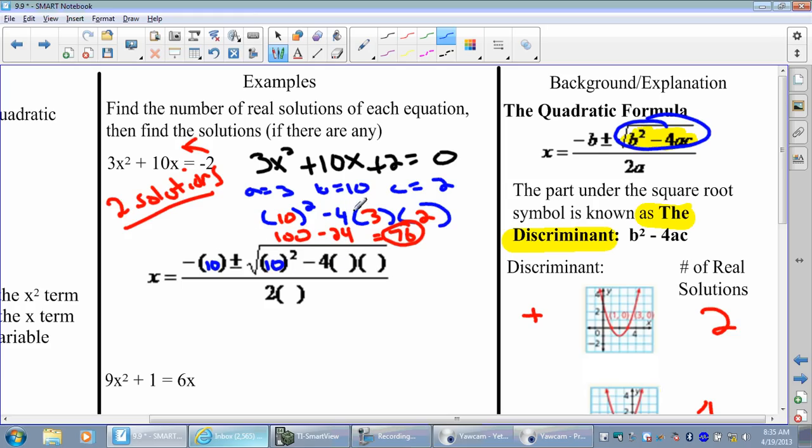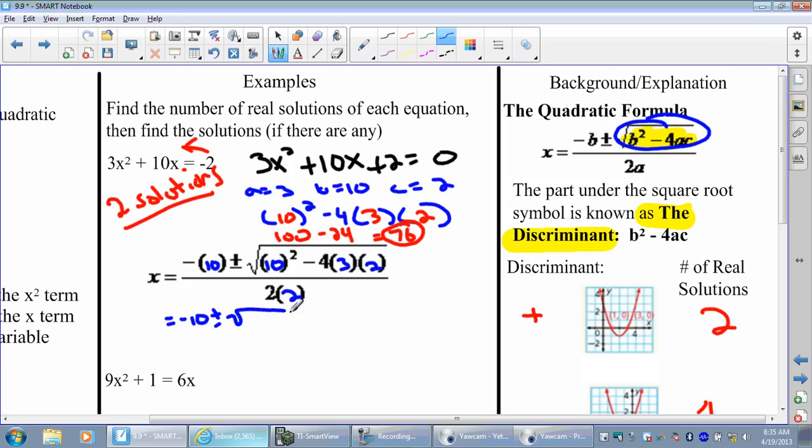Here, what do I put? Well, I put 3, and here I put 2. And down here, because it's a, I put 2 again. Now it's all about simplifying. So let's start simplifying. What's the opposite of 10? It's negative 10. Plus or minus.